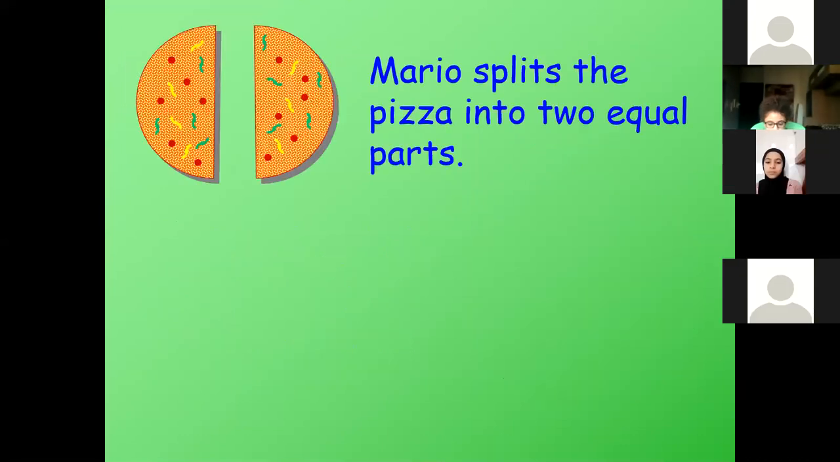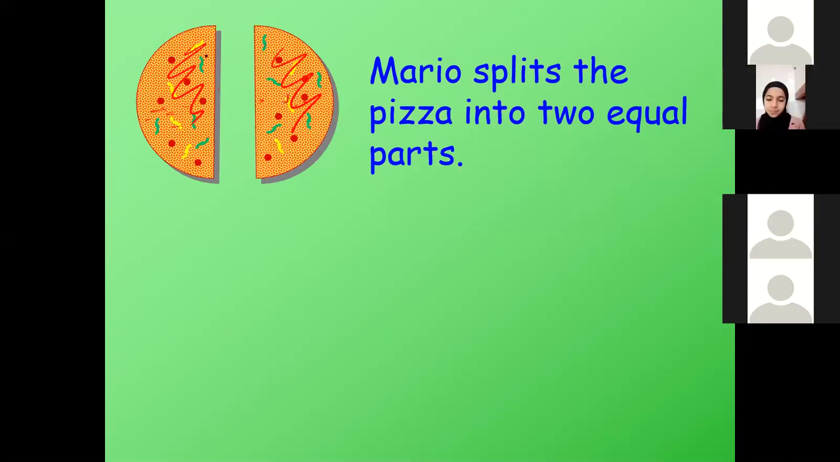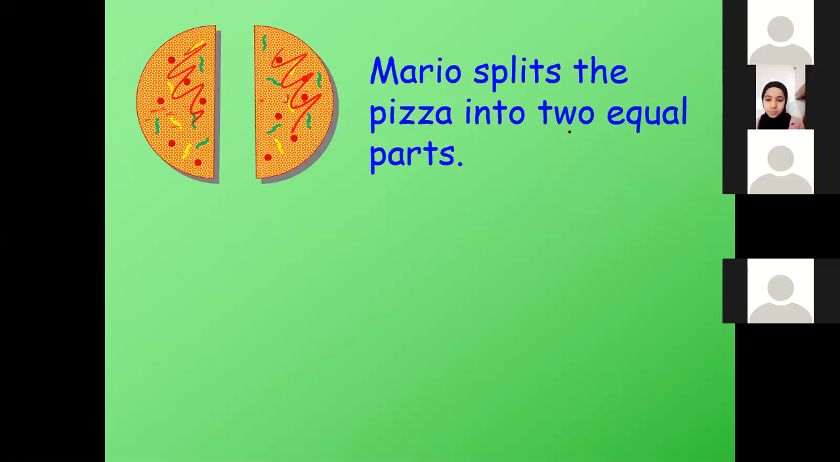Let's check. He cuts this pizza into 2 equal parts. So he divides the pizza into how many parts? Two equal parts. The first part is the same as the second part, the same size. I can't divide them into different sizes. They should have the same size. So we divide the pizza into 2 equal parts. Both of them are the same.